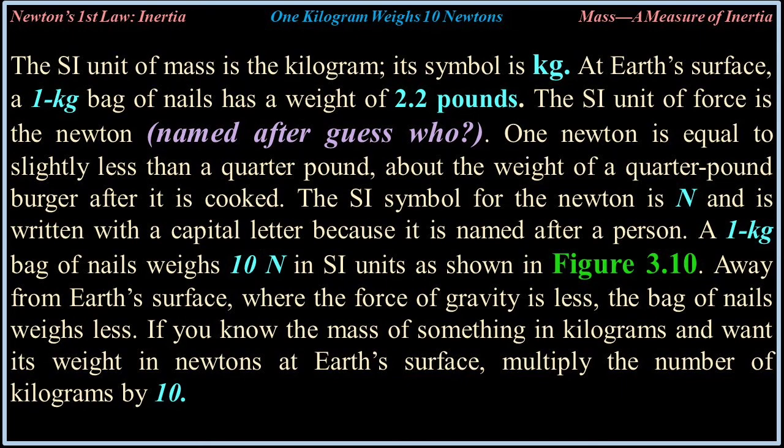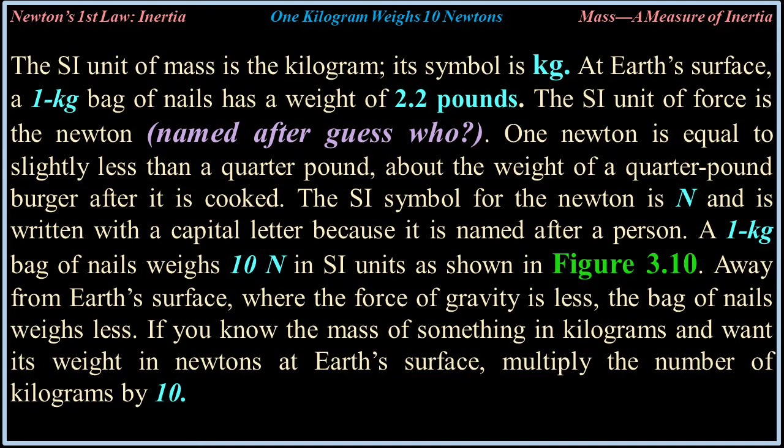The SI unit of force is the newton, named after guess who. 1 newton is equal to slightly less than a quarter pound, about the weight of a quarter-pound burger after it is cooked. The SI symbol for the newton is the capital N, and is written with the capital letter because it is named after a person. A 1 kilogram bag of nails weighs 10 newtons in SI units, as shown in figure 3.10.